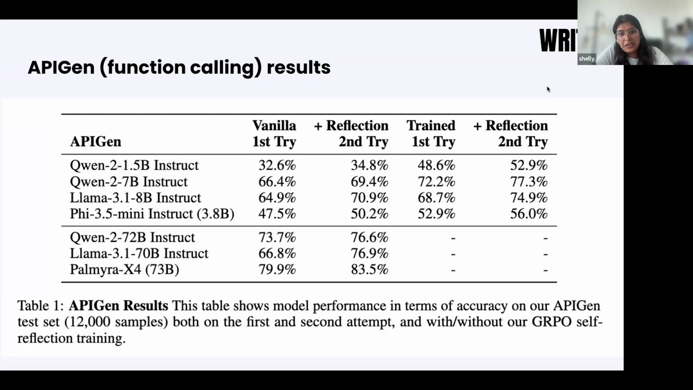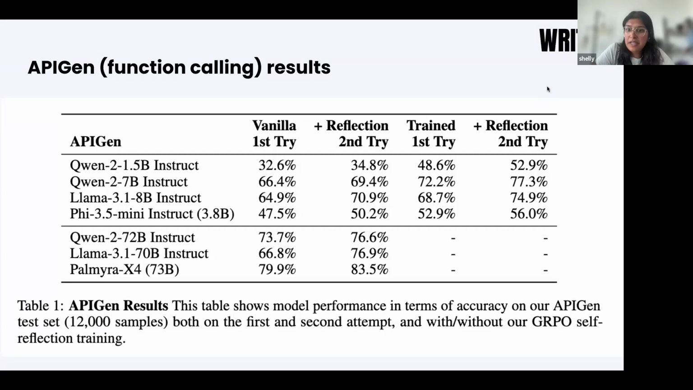And just to walk you through what the different columns here mean, vanilla first try is pass at one on function calling, right? So you can see it's surprisingly low. Even with the very big models towards the bottom, the 72 billion or 70 billion parameter models, they're only around 70% accuracy, right? And then the second column, plus reflection second try, is with that prompting technique. So how much of a raise do you get just by asking for self-reflection and then giving the models a second try at the task? And then for the top half of these models, the smaller models, we trained them with this approach I've been talking about of incentivizing better self-reflections.